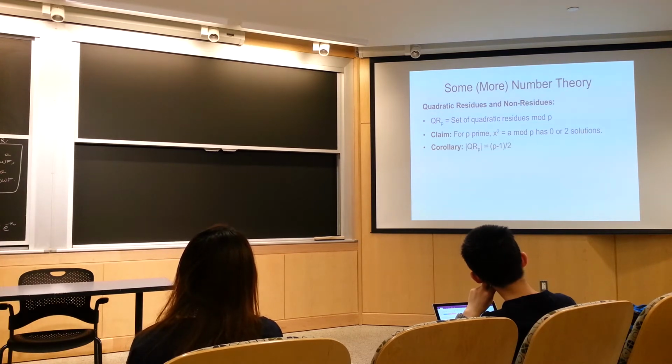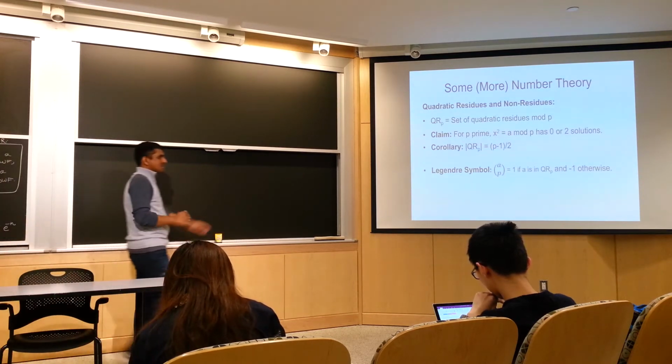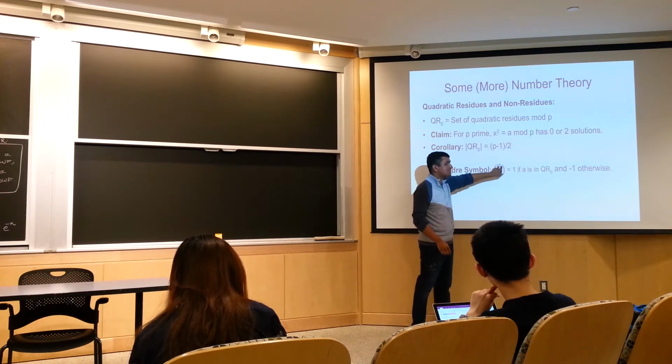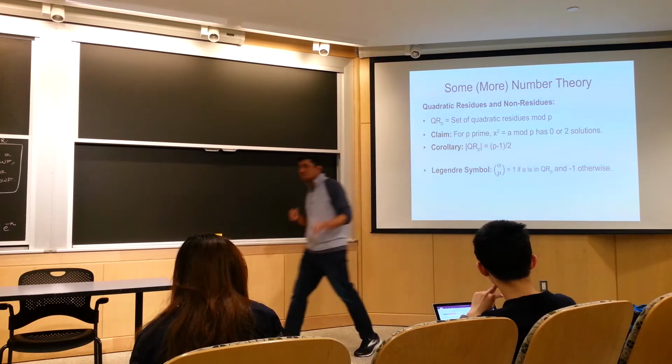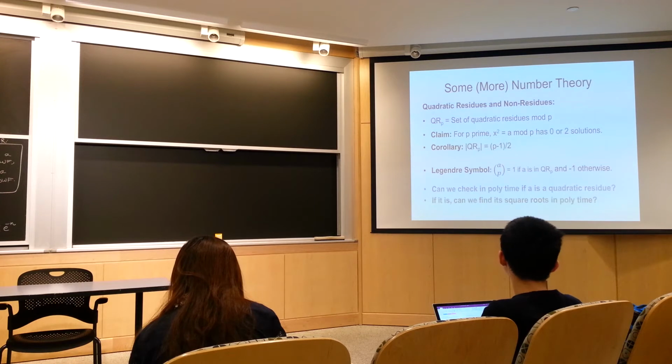Good. So what does this all have to do with anything? Fine. Define this notion of the Legendre symbol of A, which is 1 if A is a square, and minus 1 if A is not a square. That is the notation.